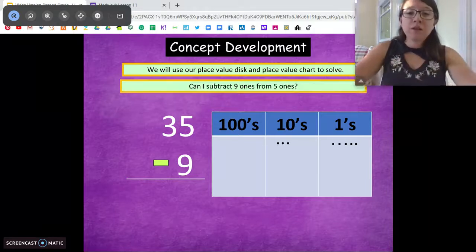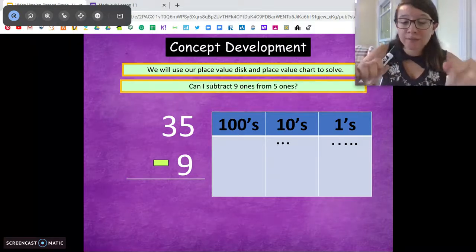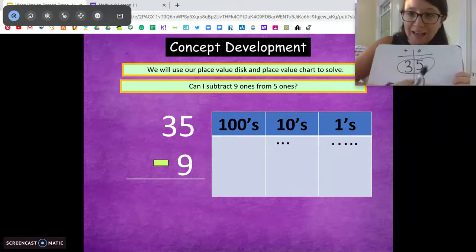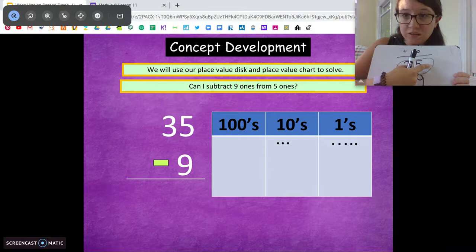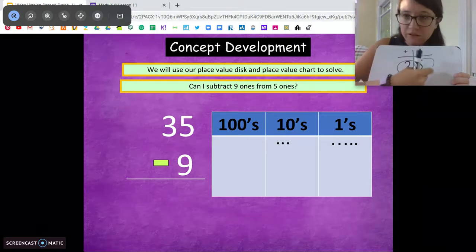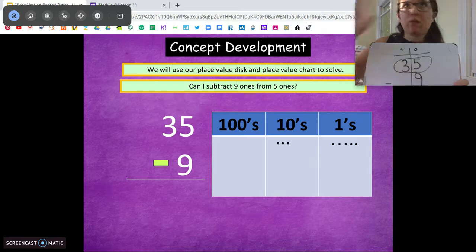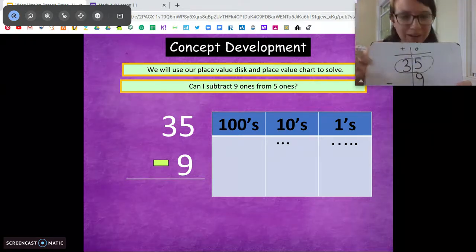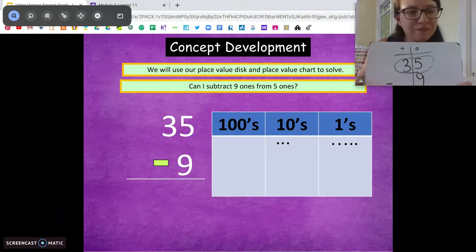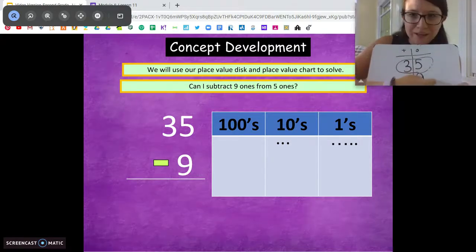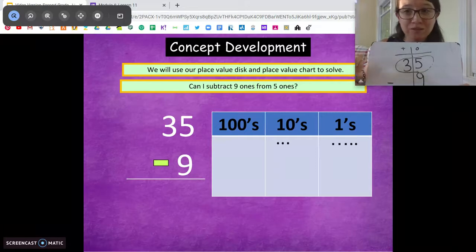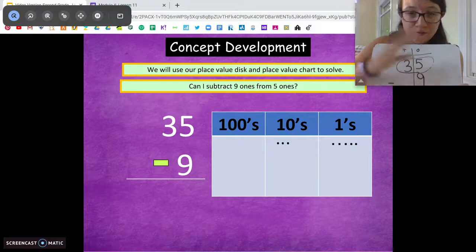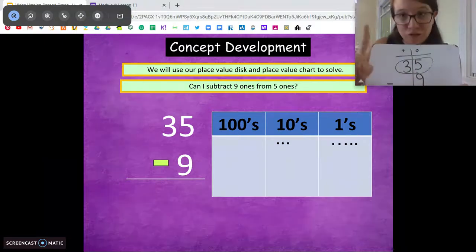Okay. Now, in our ones place, if we look here, we have 5 and 9. Can we take 9 away from 5? Do we have enough to take 9 away from 5 without going into the negatives? We don't, right? We can't take 9 away from 5. There's just not enough. 9 is bigger than 5. We can't switch these around. We're not allowed to do that. That's not a thing. So can we take 9 away from 5? No. So here's the trick.